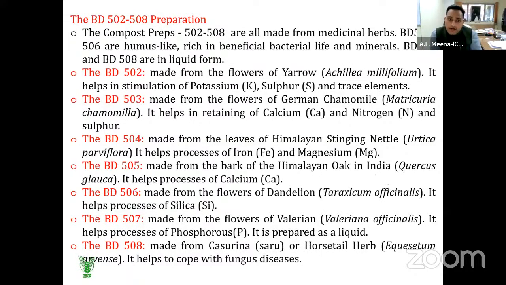If we talk about BD502, flowers of yarrow are used for its preparation. In case of BD503, German chamomile flowers are used. BD504 is made of the leaves of Himalayan stinging nettle. BD505 is prepared from the Himalayan oak in India. BD506 is prepared from the flowers of dandelion. Then BD507 is prepared from the flower of valerian, and BD508 is prepared from the casuarina. The detailed discussion about these different formulations will be given in your lecture note of the manual.